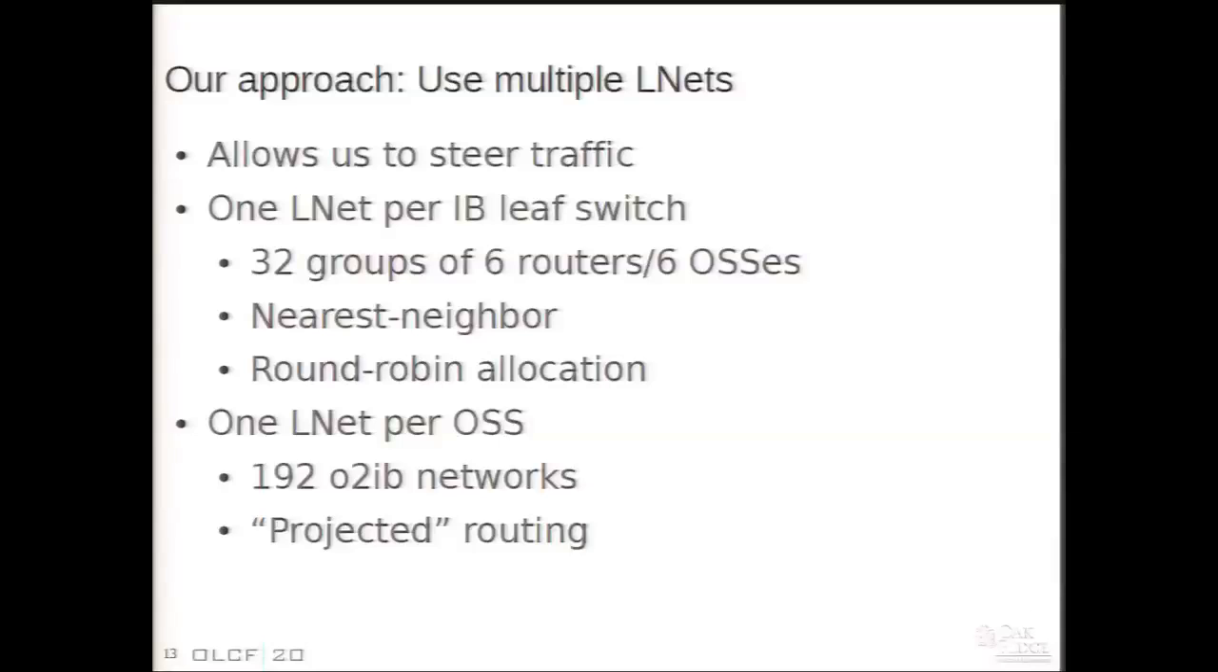We can have one LNet per IB leaf switch. In a fabric, you build up a network out of multiple leaf switches. In this case, we're doing DDR, so it's 6 routers and 6 OSSs on the 12 ports pointing out. We want to be able to stay within that crossbar, so we don't traverse the fabric at all. If you're doing that, you can use nearest neighbor, and assign clients an LNet to talk to those OSSs based on where they are in the Torus.